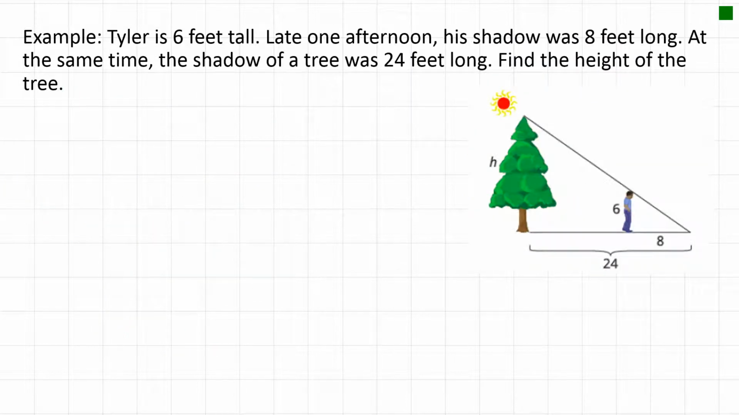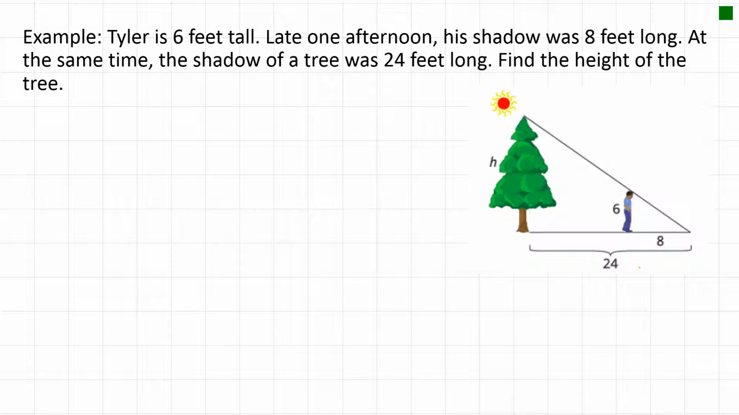Here's another common type of problem, which is a shadow problem. We're told Tyler is 6 feet tall, and late one afternoon his shadow was 8 feet long. And at the same time, the shadow of a tree is 24 feet long. We want to find the height of the tree using this information. Using our little diagram down here, Tyler is 6 feet tall and has an 8-foot shadow, and the tree is h tall and has a 24-foot shadow.